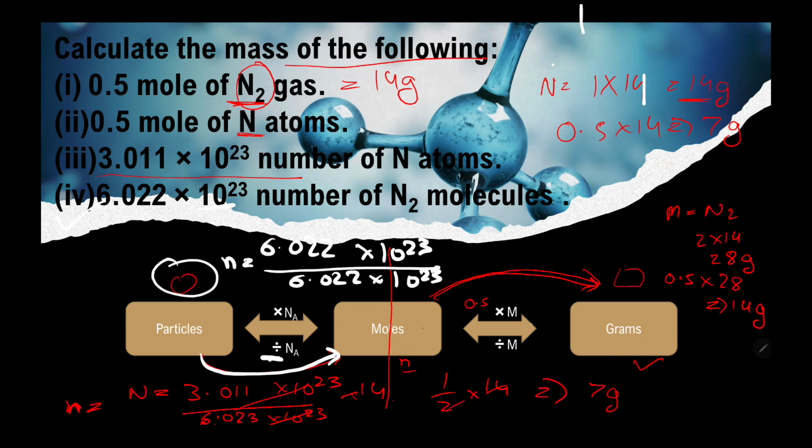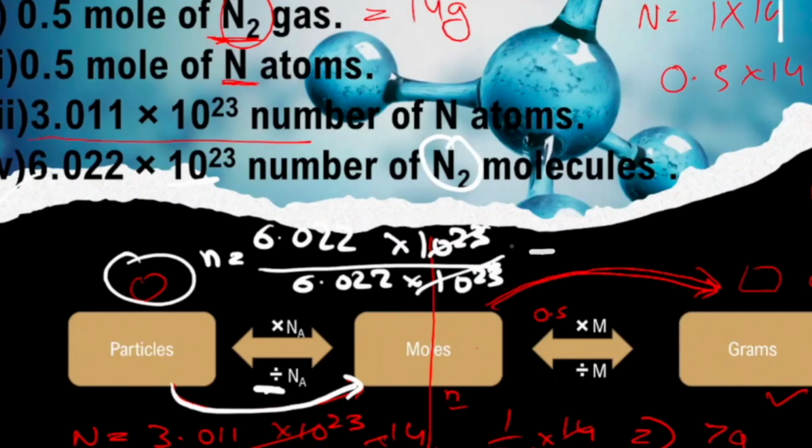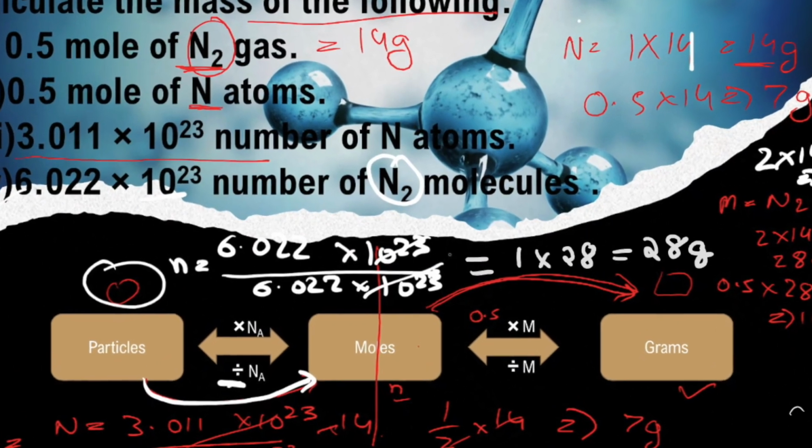Next we have to multiply that with the molar mass to get the weight in grams, the mass. They want us to calculate the molar mass of N2 molecules. That means there are 2 atoms of nitrogen, that is 2 into 14, so it will be 28 grams. Multiply the number of moles, which is 1, with the molar mass of 28 grams. So it will be 1 into 28, and your answer is 28 grams. This is how you can solve different types of questions.